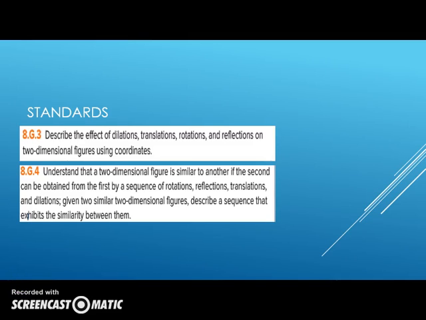The standards for dilations and similar figures are: describe the effect of dilations, translations, rotations, and reflections on two-dimensional figures using coordinates. Understand that a two-dimensional figure is similar to another if the second can be obtained from the first by a sequence of rotations, reflections, translations, and dilations. Given two similar two-dimensional figures, describe a sequence that exhibits the similarity between them.